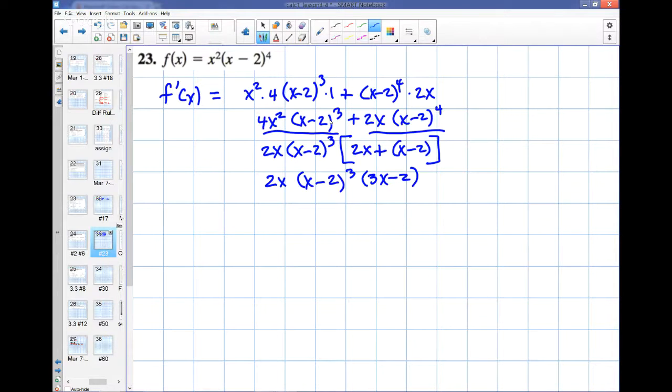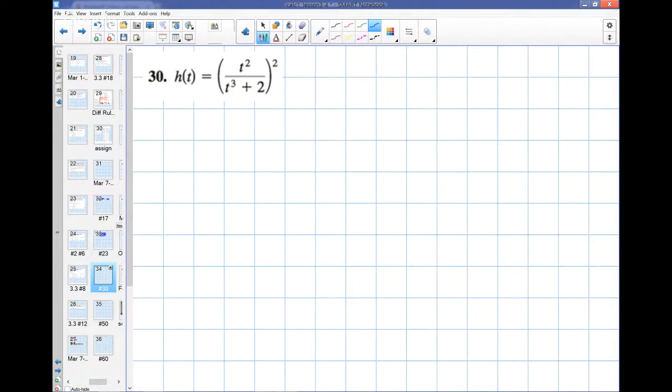So you probably notice we're kind of climbing the ladder. We're getting a little bit longer. And this next one is a good example of that. I want to go to number 30. So we want to take this quotient that's squared, okay, and we want to find its derivative.